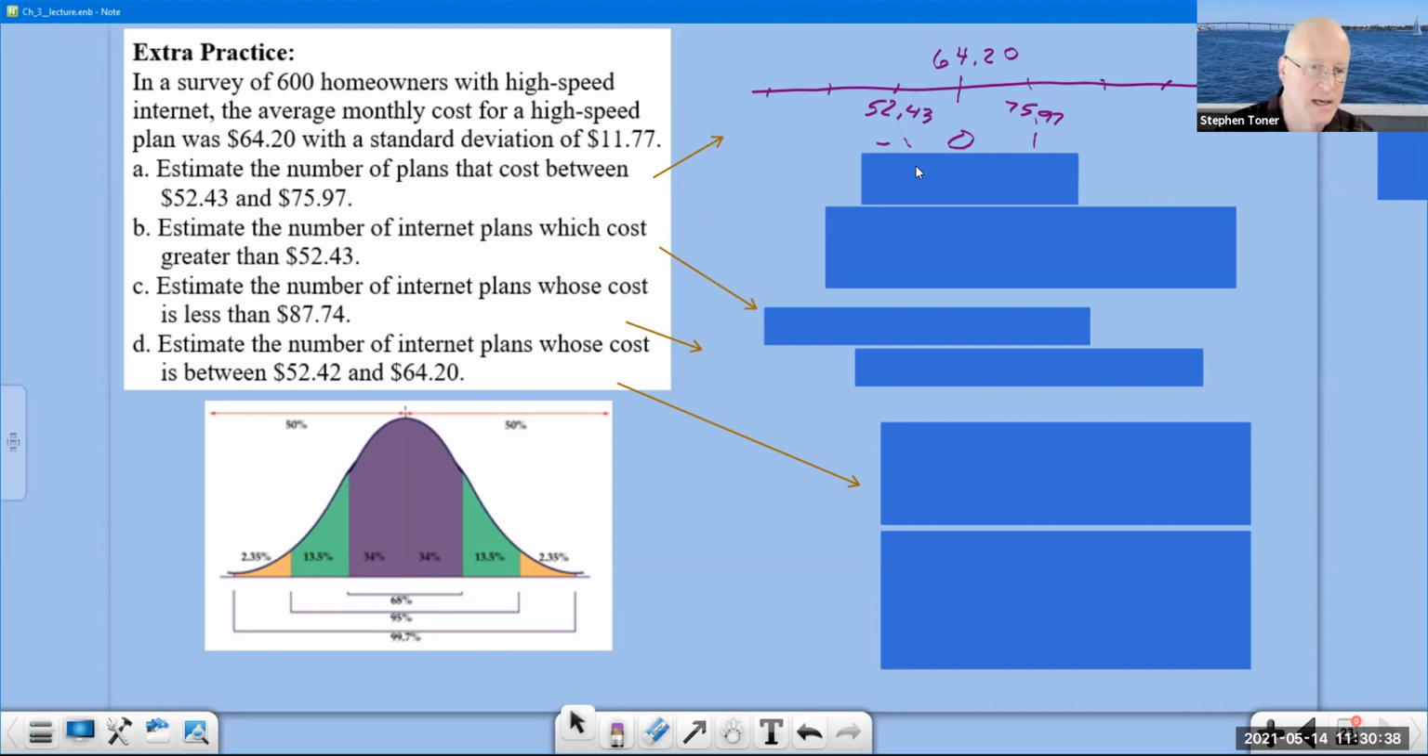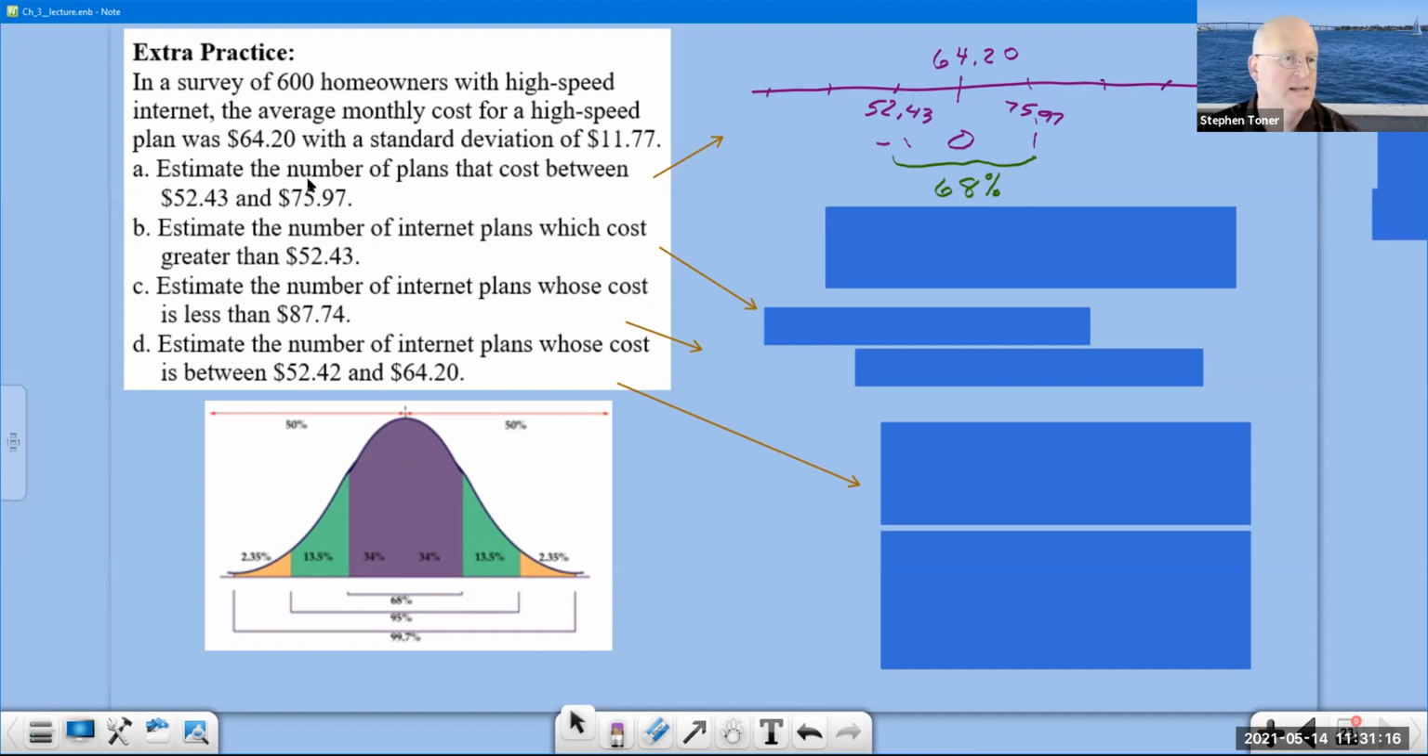Now, it doesn't tell us that we are dealing with normally distributed data, but I'm going to tell you that we're going to use that for this problem. You know that when you go one standard deviation to either side of the mean, you find 68% of the data values. That's part of this empirical rule of 68, 95, 99.7. So 68% of those values.